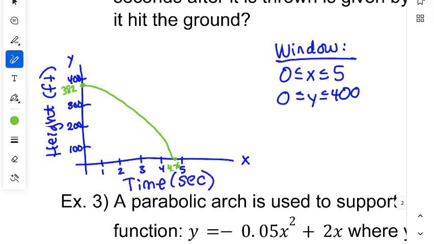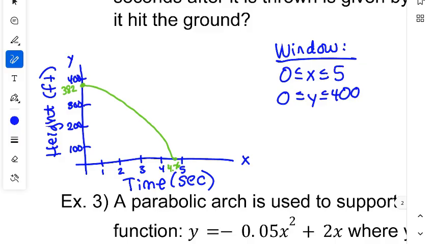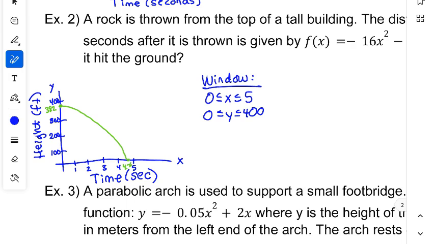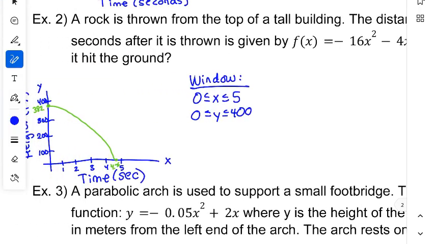Okay, so these are all the things you should have written down, and then you'll answer the question. The question says, how long after the rock is thrown does it hit the ground? So we would look at the picture. It would be this location right here. That's where it hits the ground. So 4.76 seconds.